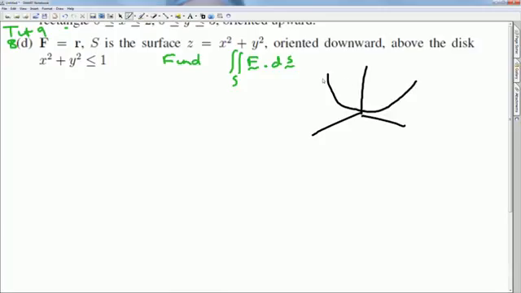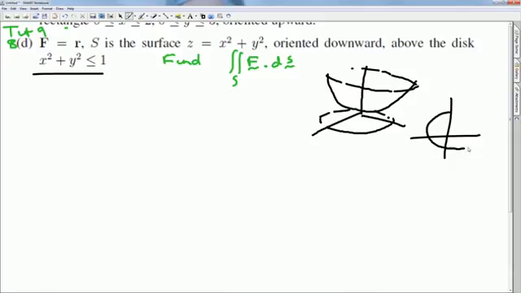And we're looking at the surface that sits above, so I'm trying to do the shadow above the disk x squared plus y squared is 1. If we draw the shadow again, this is the circle, with my z up here. So a circle of radius 1, essentially. That's sort of the shadow of this particular region.